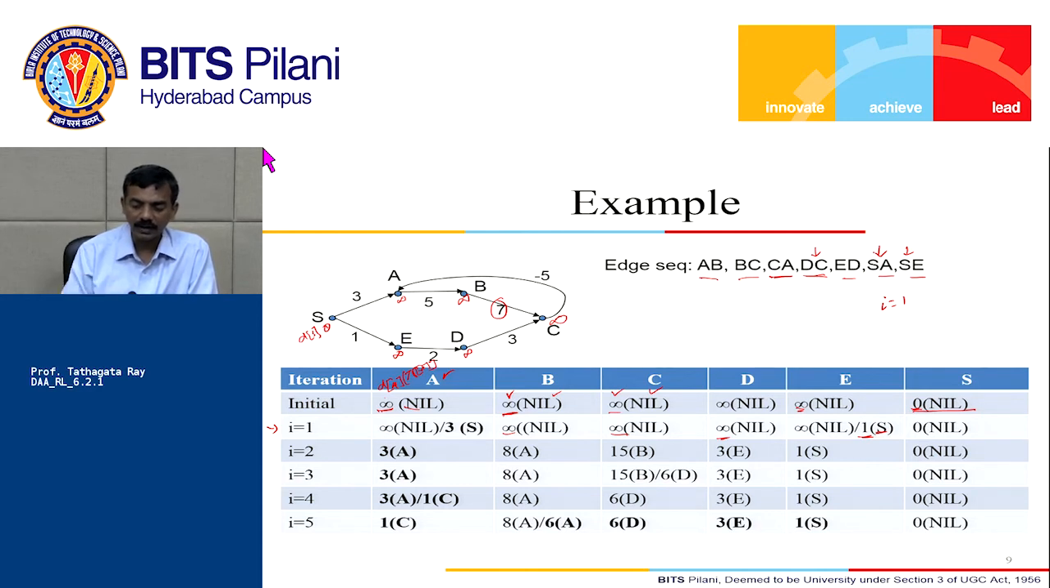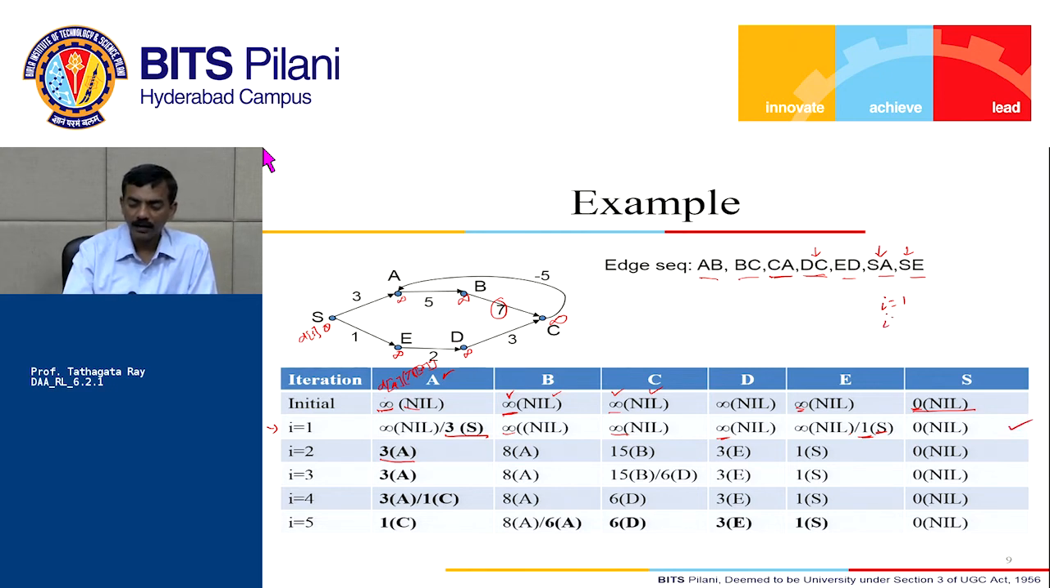For SA, what will happen? dS is 0, A is infinity. So 0 plus 3 is better than infinity. It is only 3, so it gets updated. 3 and the parent is S. So dA value is 3 and parent is S. Similarly, dE value is 1 and the parent is S. So we are done with all the edges. We are done with this phase.